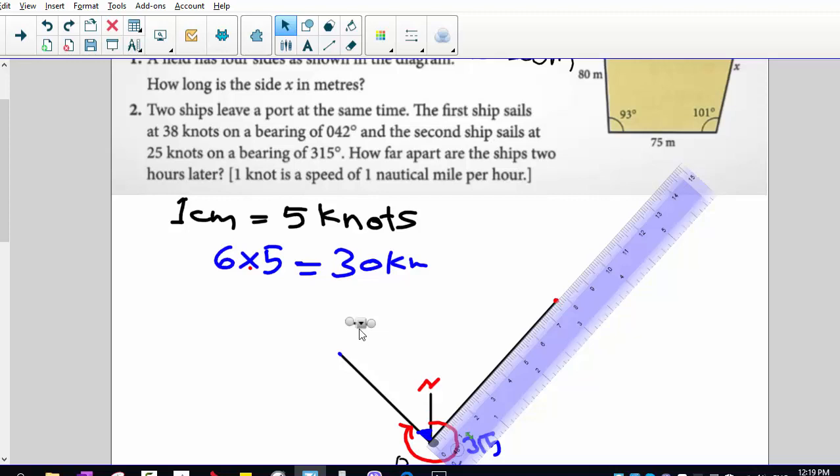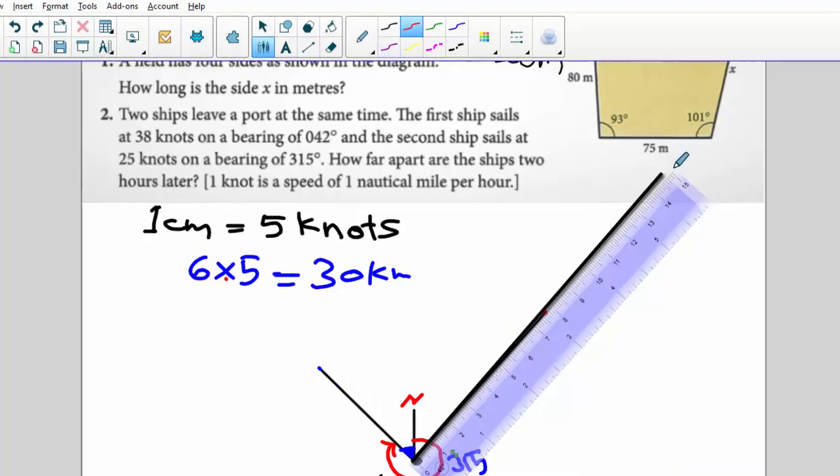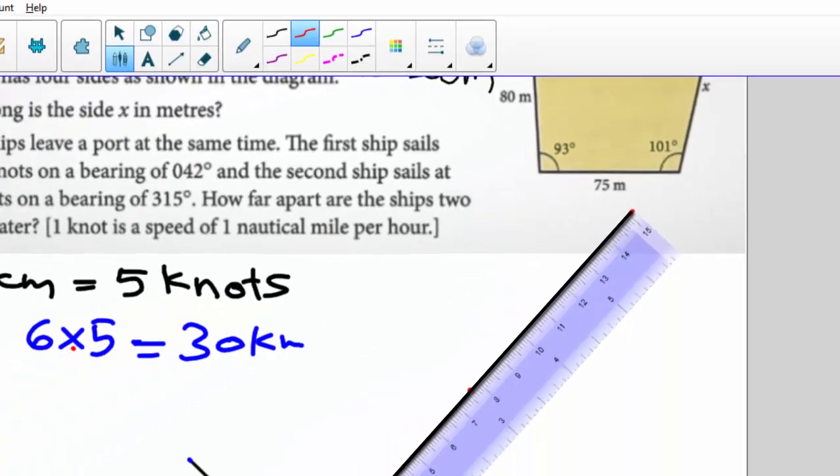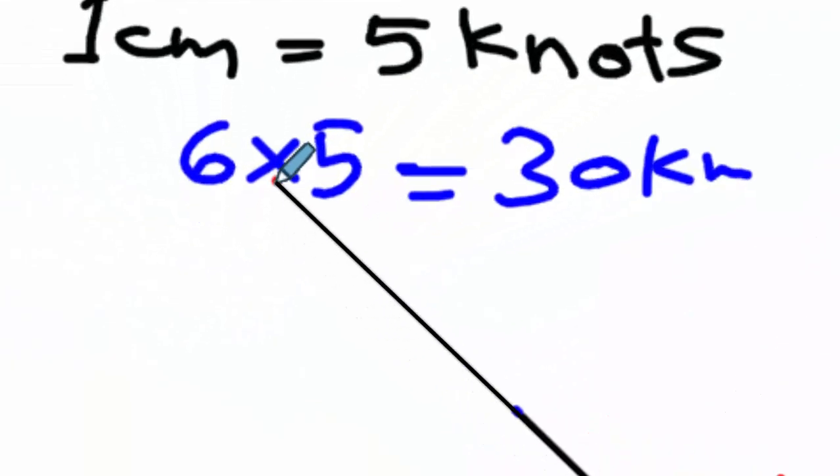This is for the first hour, but what the question wants is after 2 hours. So after 2 hours, these lengths will be doubled. This line is 7.6 centimeters. If we double it, it will be 15.2. And 15.2 is around here. This line is 5 centimeters. If we double it, it will be 10. And 10 is around here.